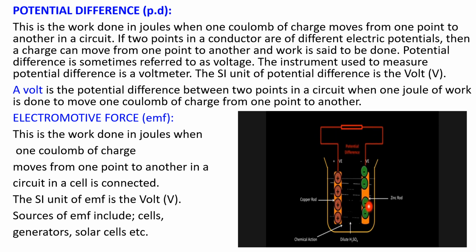So electrons are lost by the copper rod and gained by the zinc, and because of the potential difference, they flow from negative to positive. This process continues as long as the circuit is still on.